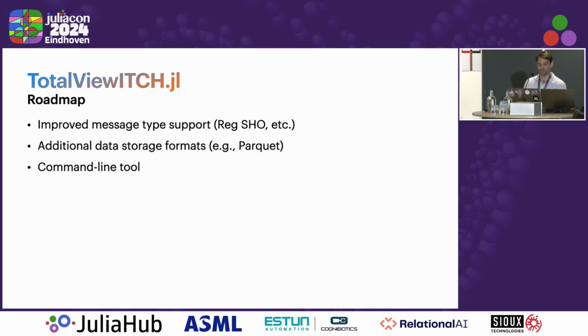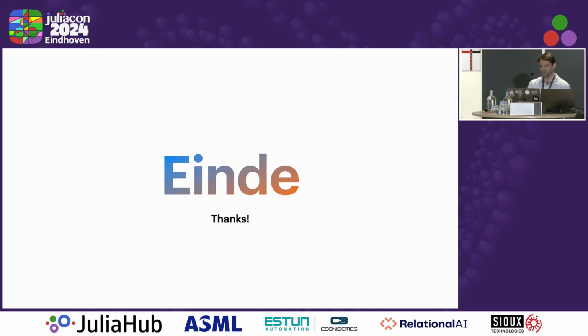And so the roadmap for the package right now is improved message type support, so we're actually storing all the things that we're able to parse, and then additional storage formats, making it a command line tool, and then some other things, like there are some speedups we can do, and just improvements to the dev process. All right, so thank you. That's all I have.